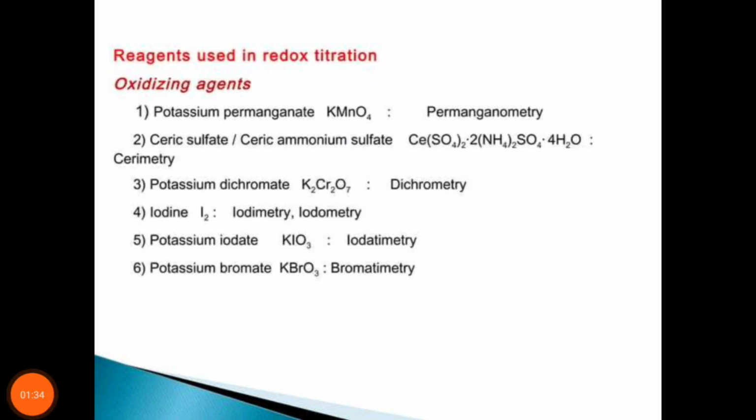Reagents used in redox titration. Oxidizing reagents are potassium permanganate and ceric sulfate, Ce(SO4)2·2(NH4)2SO4·2H2O, used in cerimetry; potassium dichromate, K2Cr2O7, used in dichrometry; and iodine, I2, used in iodometry. Potassium iodide is used for iodometry and potassium bromide is used for bromometry.